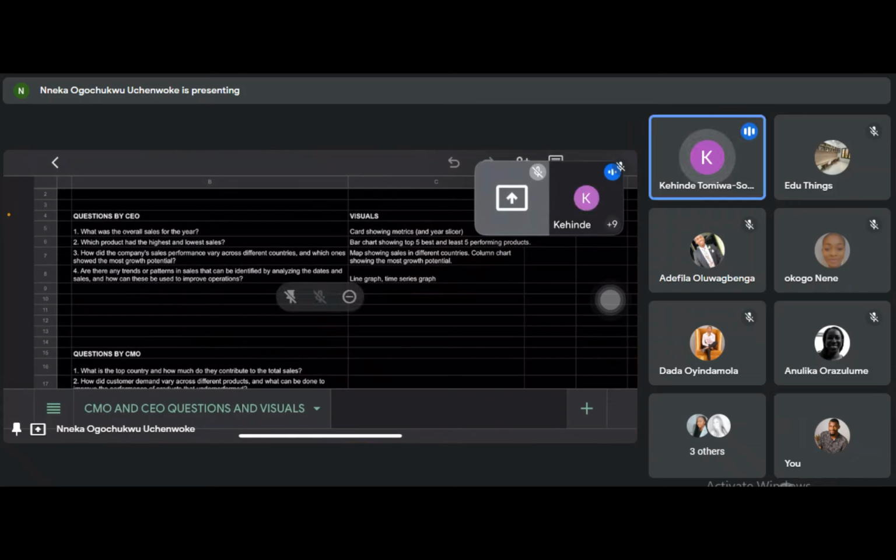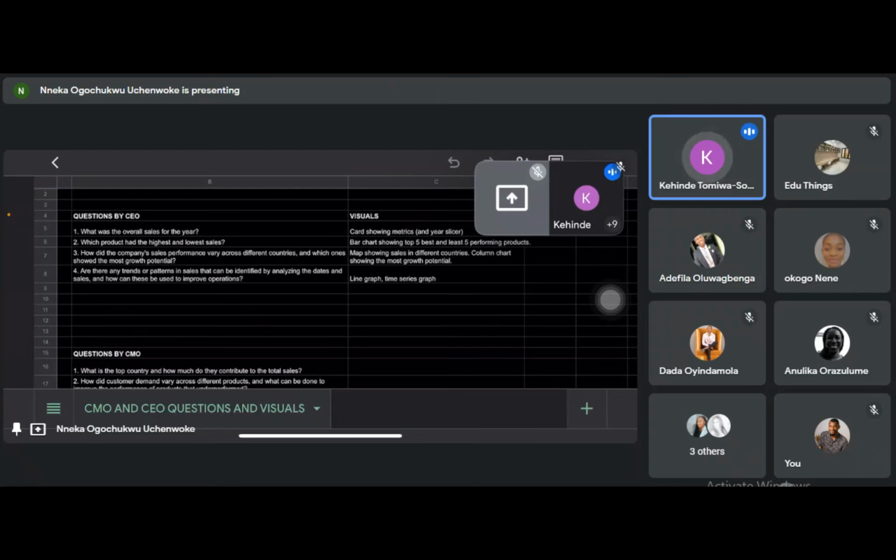So we decided to go with overall sales for the year. So that's like total. So what was overall sales for the year? And we said we use a card showing metrics. Okay. Then we also want to ask a question.